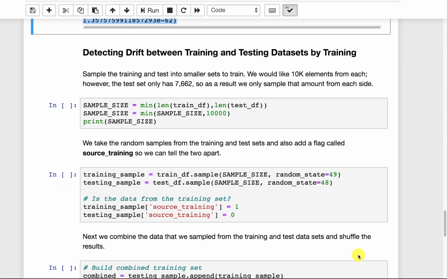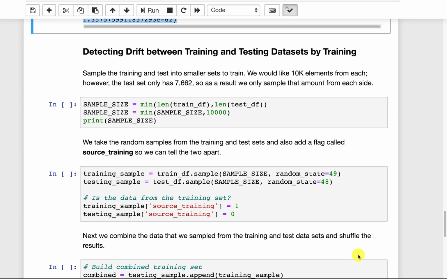Next, we're going to look at how to detect the drift. This is a very interesting technique that I've seen in a number of Kaggles. What we're going to do is simply sample the training and test set into smaller sets. We're going to take these data sets and add in another column that tells us where they came from. We're going to see if we can fit a model, a random forest in this case, that, when all the data are jumbled back together, can predict for an individual item if it came from the test set or the training set.